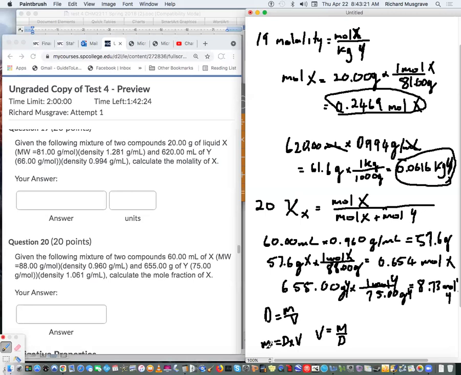That's why I think it's important to do this ungraded copy of the practice test a number of times so that you get to see all those different possibilities and work with them. Is that clear? Okay. Anybody have any other questions here?